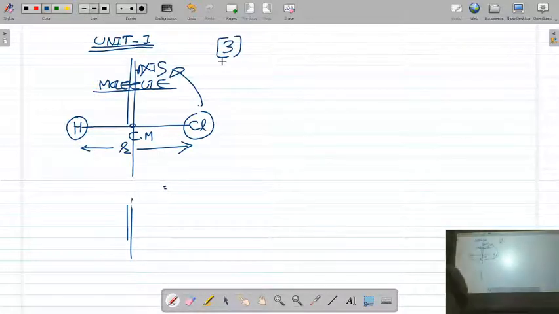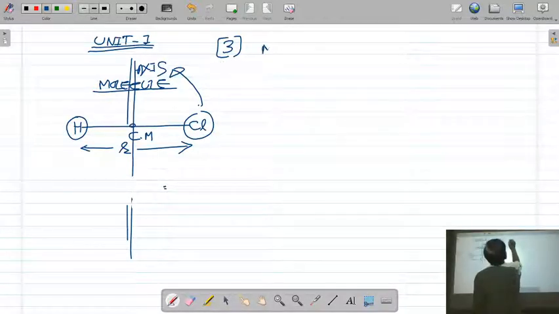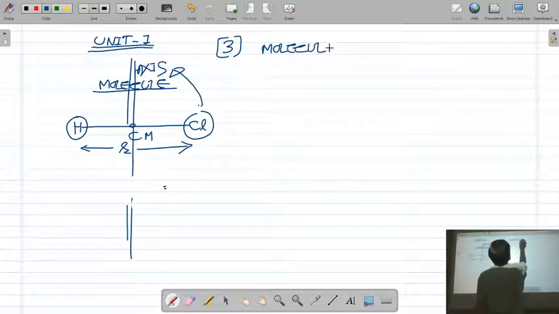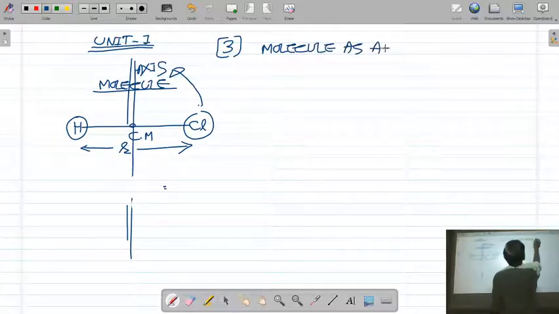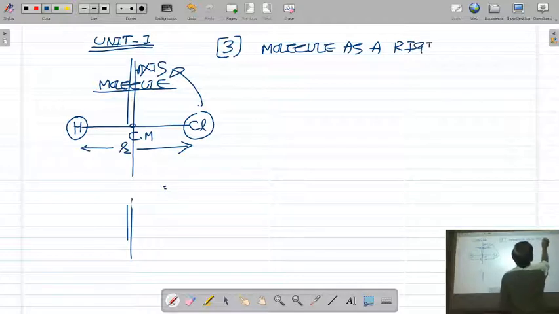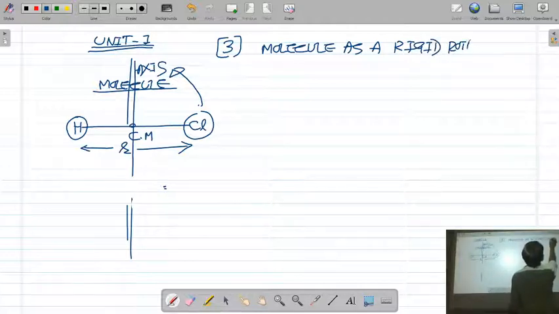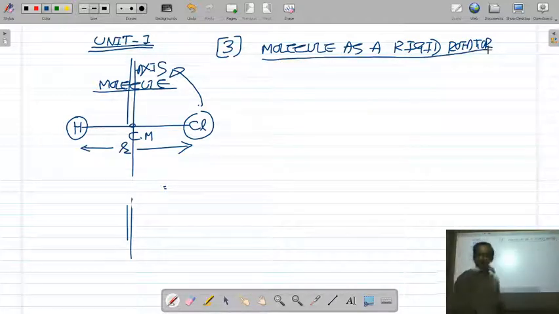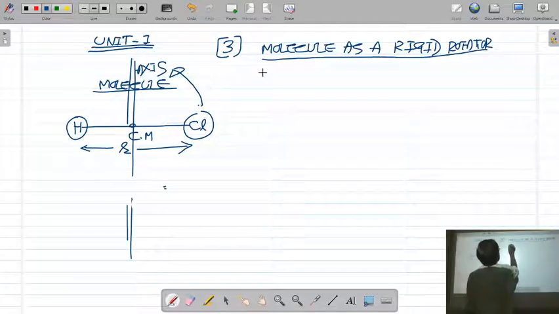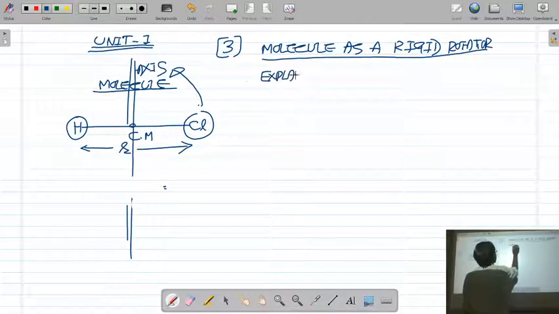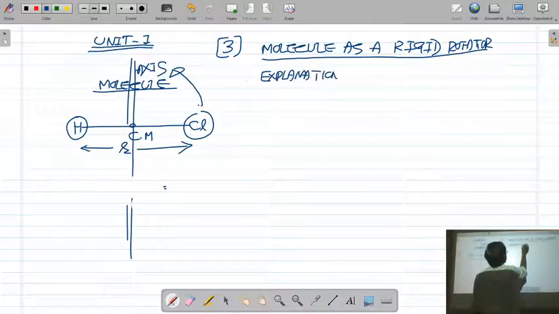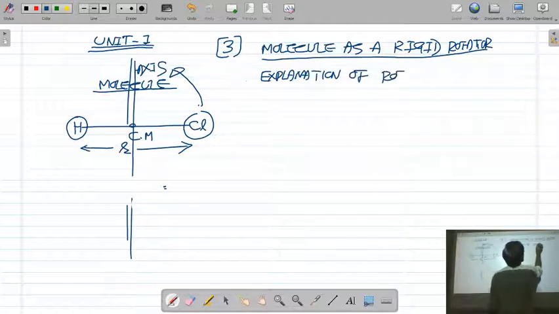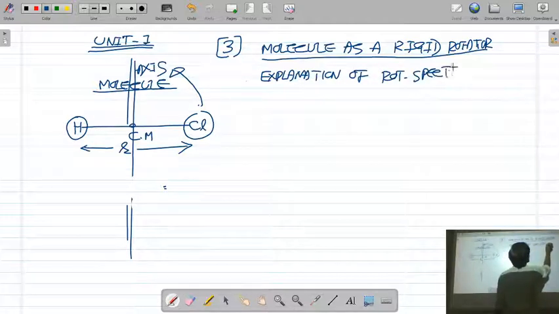The third article of this chapter, I will just give the important points. Okay, the molecule as a rigid rotator, and explanation of rotational spectrum.